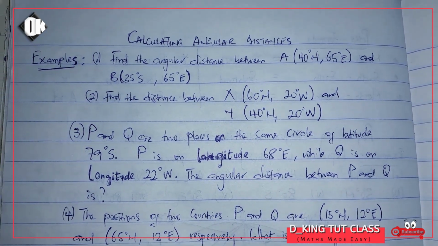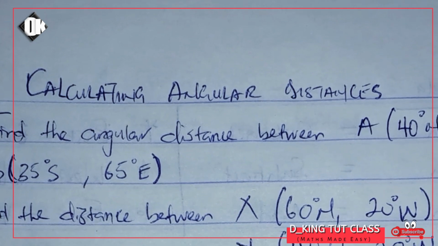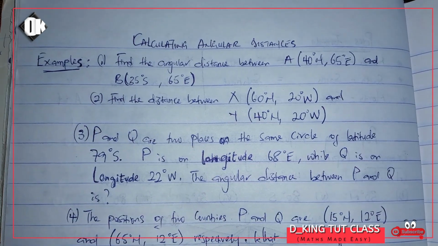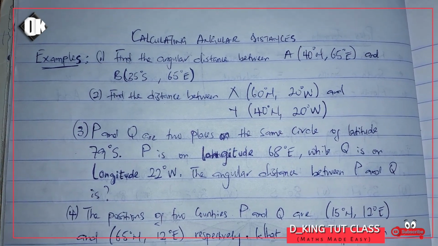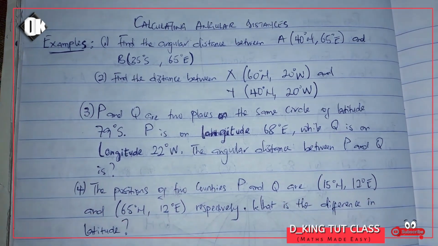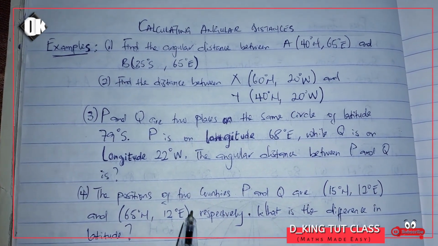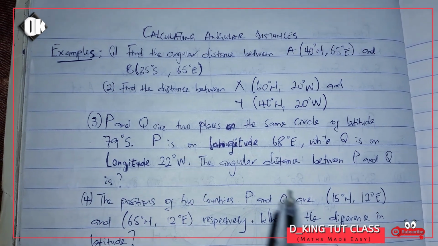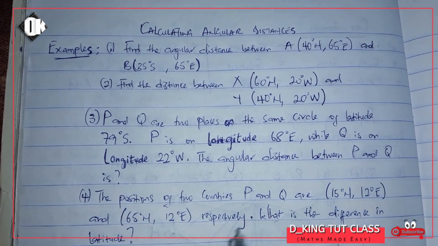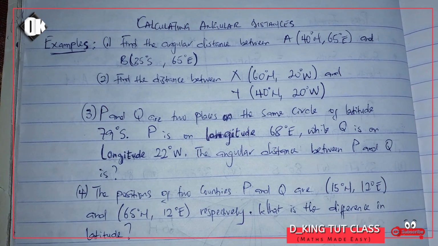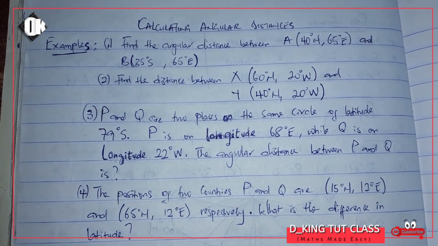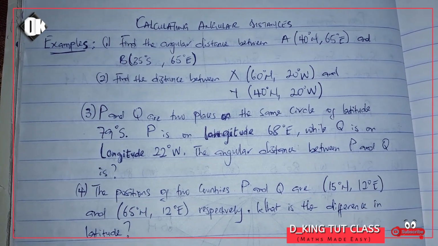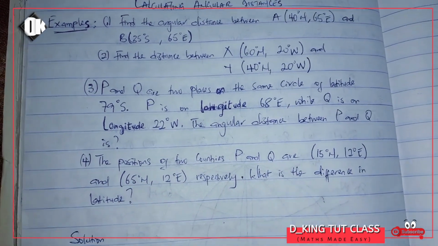In today's class, we'll be looking at calculating angular distances. This will be looking at questions in latitude and longitude. We have 4 questions here that I've pulled out. I'll be answering these questions with 2 basic methods. The first one is the angular method, that's the diagram. The second one is mathematically. So let's dive into the topic very quickly.